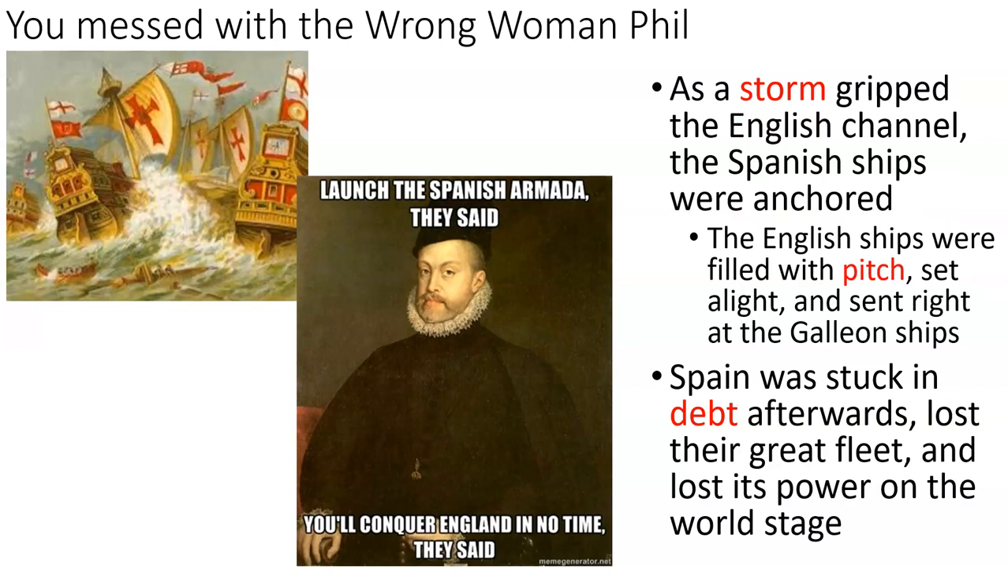Philip is defeated by the storm and the fire ships. And afterwards, stuck in debt. They are no longer that golden age Spain. After this, it's all over, guys. So, we won't talk a whole lot about Spain after this point. We'll talk a little bit about it with Latin America. But really, this is the high water mark of Spain. And after this, they are a defeated nation. They're in huge amounts of debt. After the galleon ships are destroyed, it's bad.